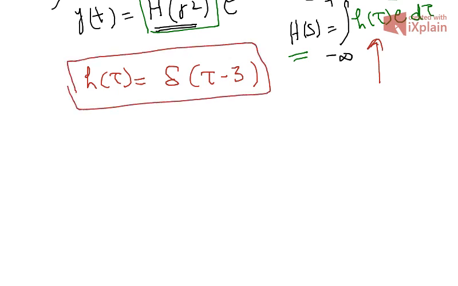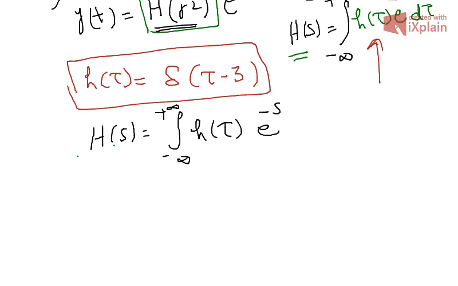So if we are interested in finding out h of j2, right? Instead of directly writing it this way, let me first repeat that expression, that our h of s is basically the integral from minus infinity to plus infinity of h of tau e raised to power minus s tau d tau. This is how to find it. Now we have s equal to j2 in our above expression.